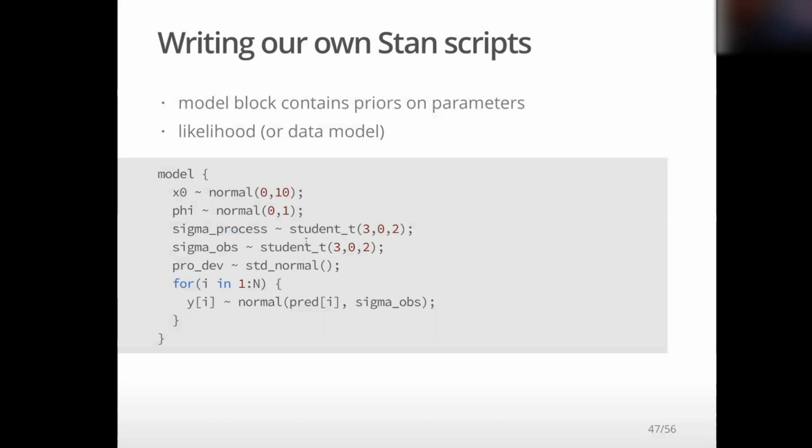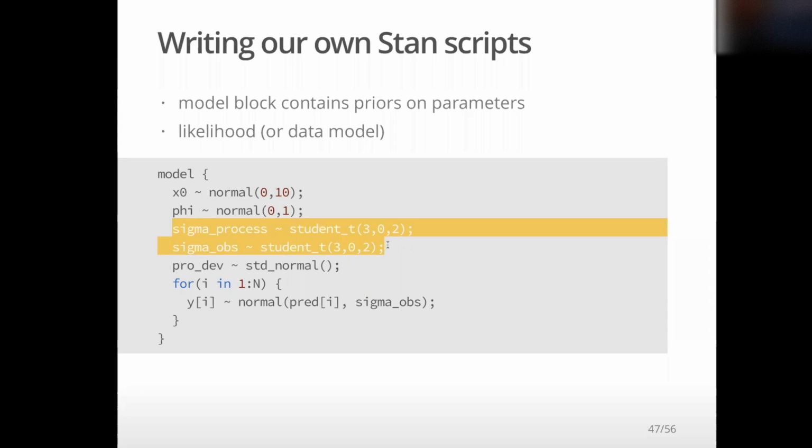And then finally, I guess second to last, another block that we have to include is our model block, and this includes all of the parameters that we are specifying along with the priors on those parameters. And then we have to include our likelihood or our data model. In this case, this is our prior for our initial state. We have a prior for our autoregressive parameter. We have priors for both our process and observation errors.